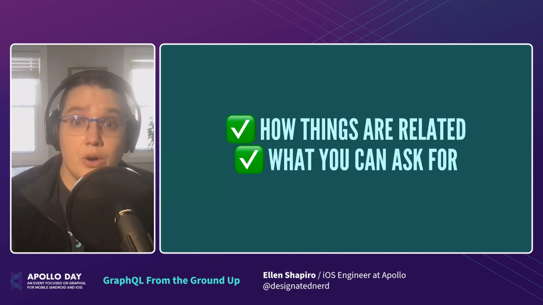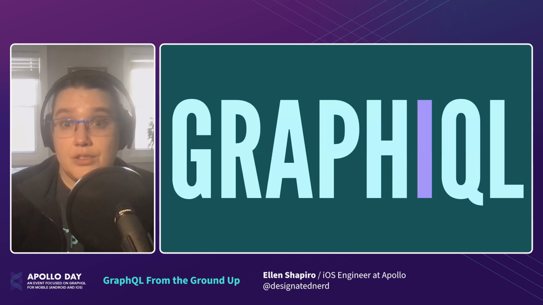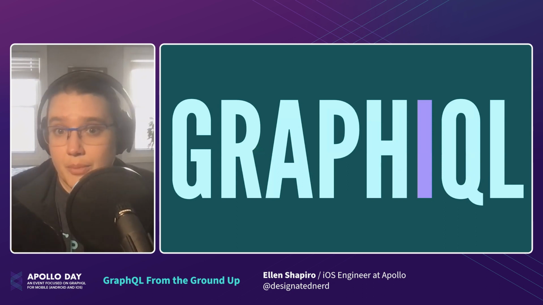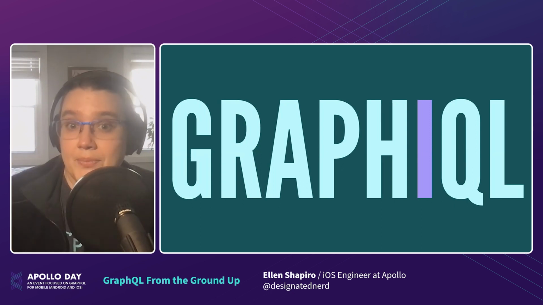So now that you know from the schema how things are related to each other and what you can ask your server for, it's time to actually learn how to ask for it. We're going to start with something that's actually baked into almost every GraphQL server, and that's a tool called GraphQL, or GraphiQL. Nobody really seems to be able to agree. For the purposes of what we're doing today, let's call it graphical.